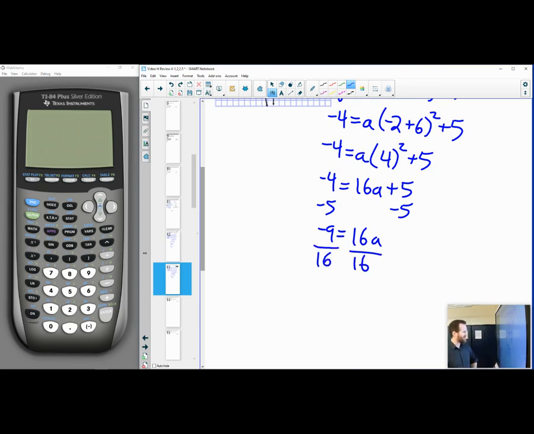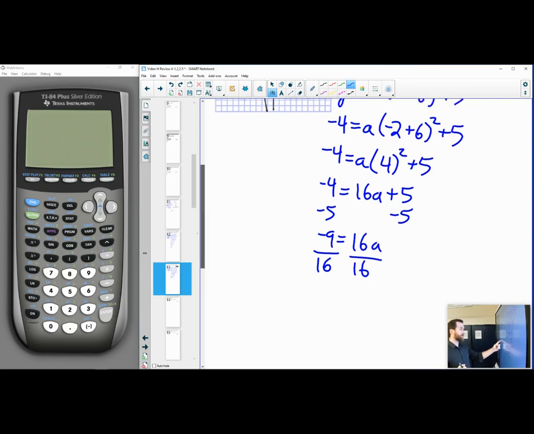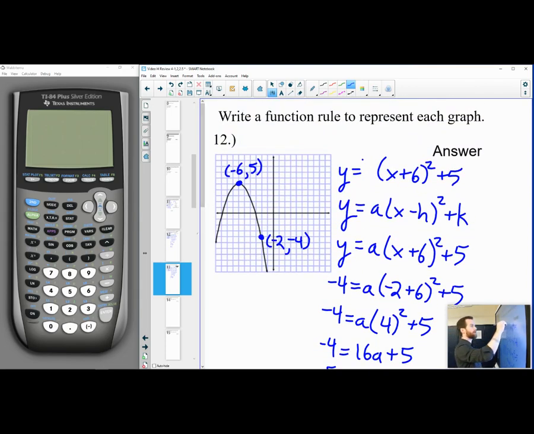Can we simplify that? No, no common factors. So that's our a value, negative 9 over 16. So we plug it back in. Negative 9 over 16. Let's make that a little bit easier to read. And hopefully that's the answer we have here. Negative 9 over 16 times x plus 6 squared plus 5.